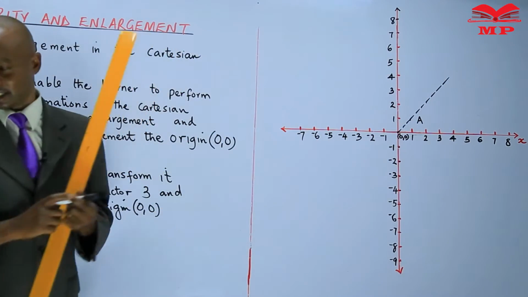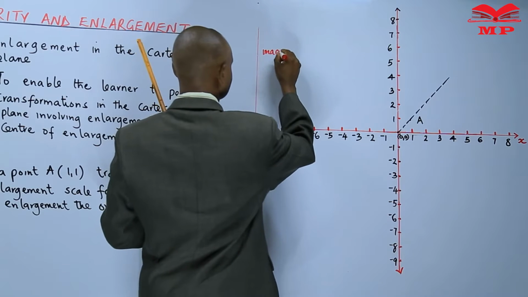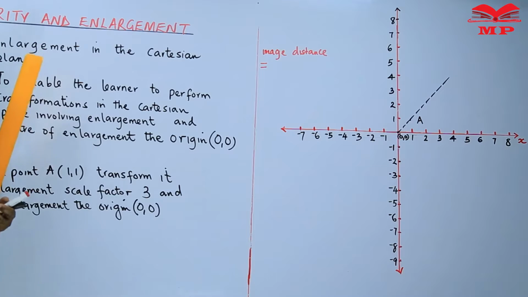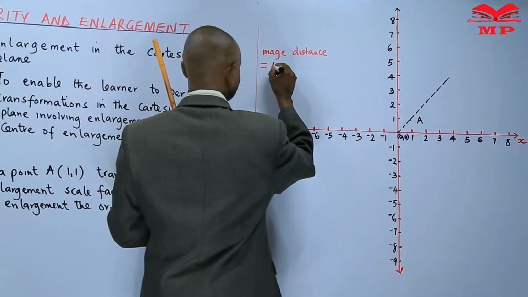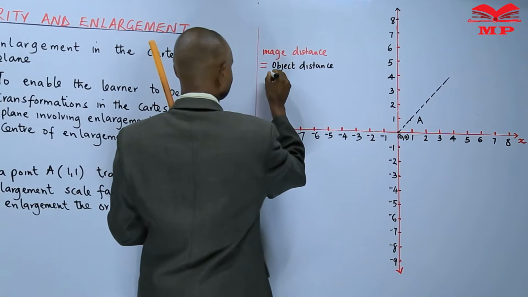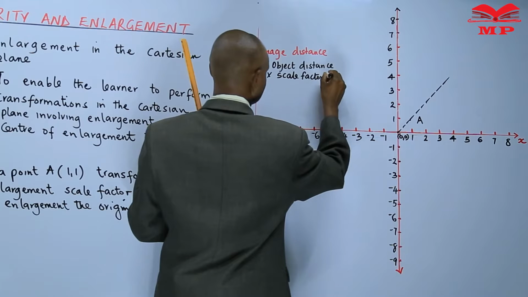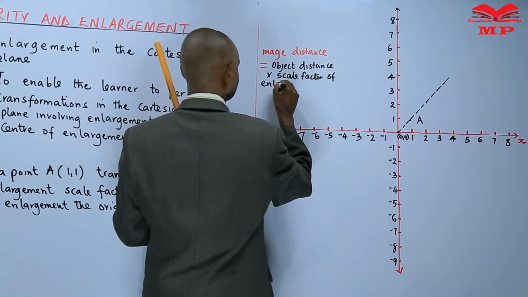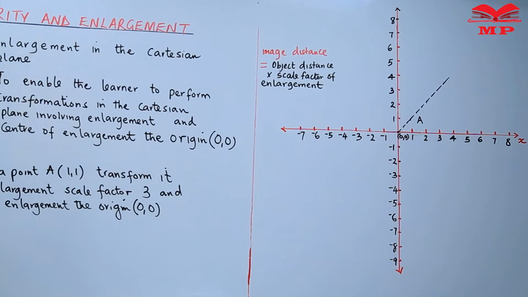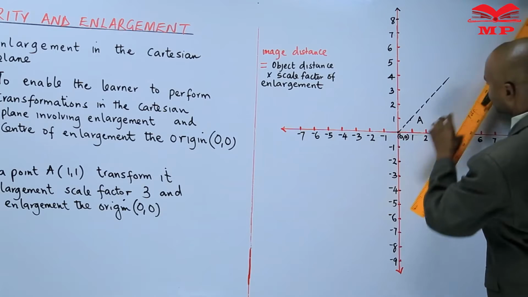So we learned that image distance is equal to what, learner? Image distance we learned earlier is equal to object distance times scale factor of enlargement. So I'll go straight to my Cartesian plane, learner. I'll move to my Cartesian plane.